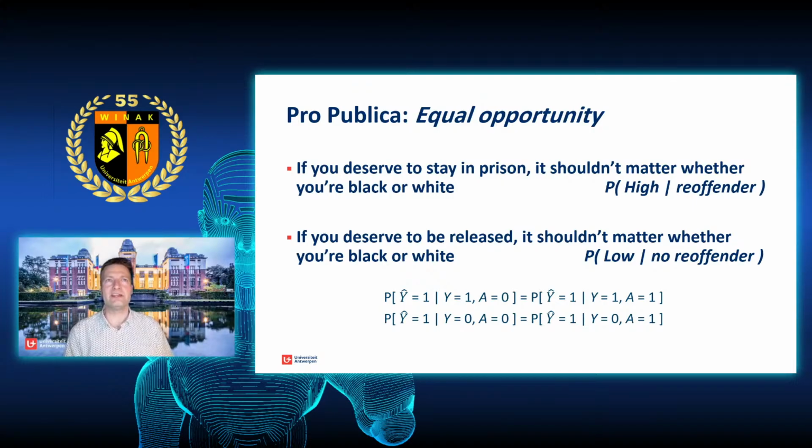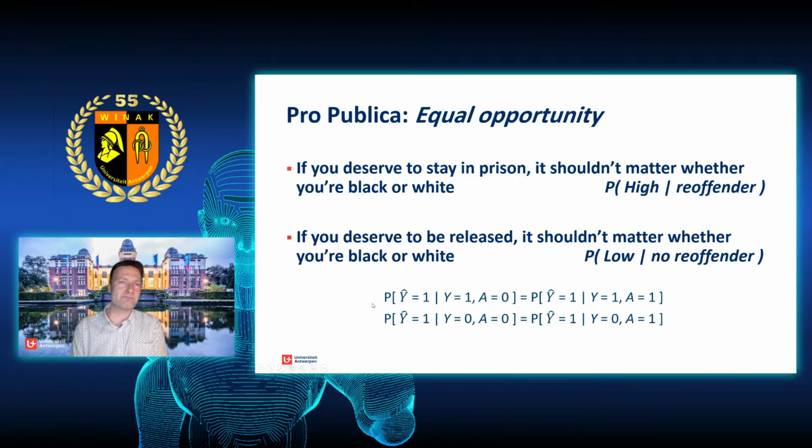What ProPublica is saying is, if you deserve to stay in prison, it shouldn't matter whether you're black or white. So the probability of getting the high risk score, given that you're a reoffender, should not depend on ethnicity. That clearly makes sense, right? On the other hand, the other error: if you deserve to be released, it shouldn't matter whether you're black or white. So the probability of getting the low risk category, if you're not a reoffender, should also be equally high between black and white.